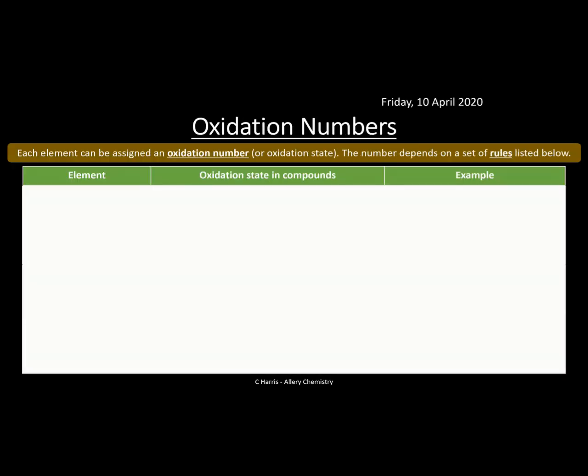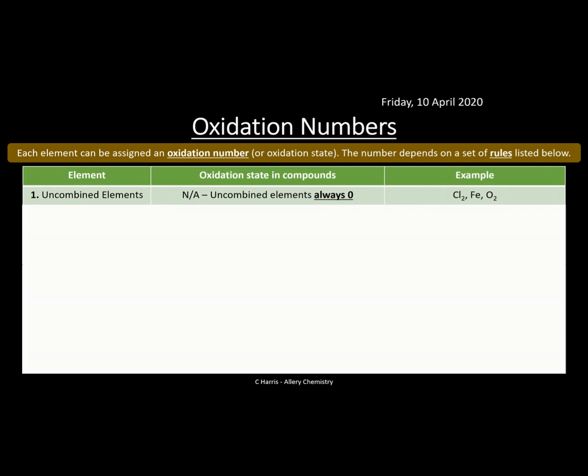Okay, oxidation numbers. Each element has been assigned an oxidation number or an oxidation state. Now the number depends on a set of rules. These rules, you may not have come across at GCSE. This is mainly encroaching into A level, but it's just to go through them so you get a little bit of a head start, like I say.